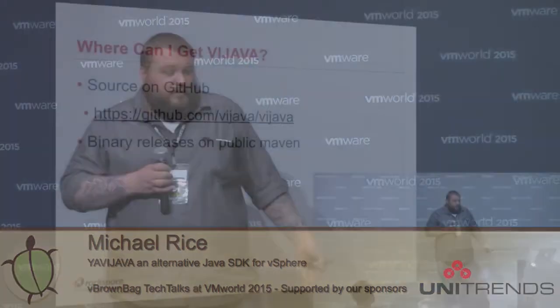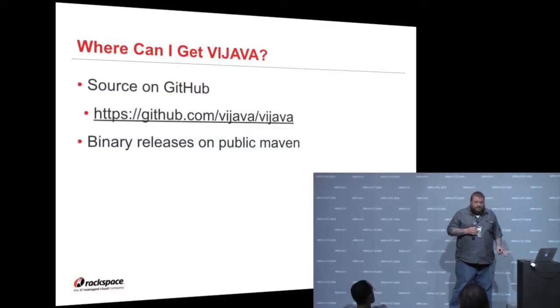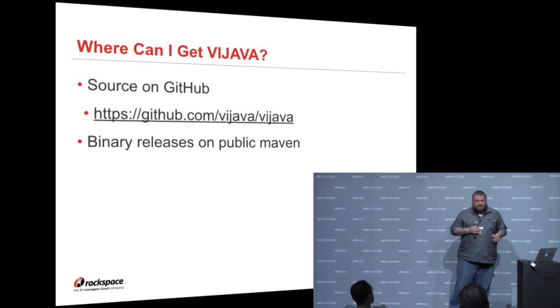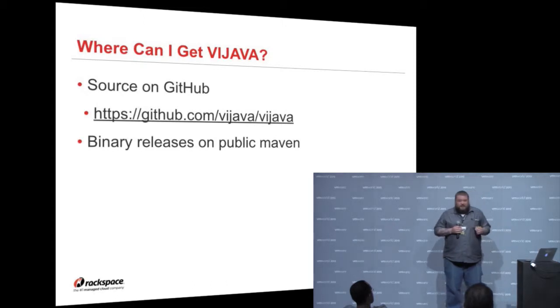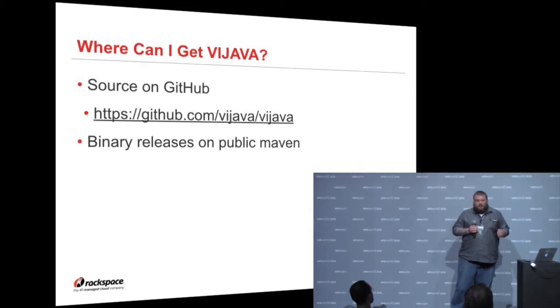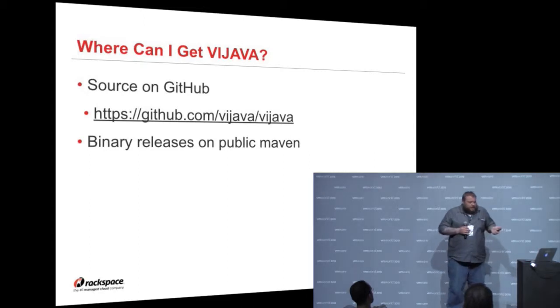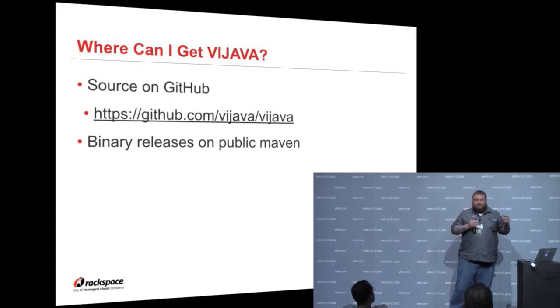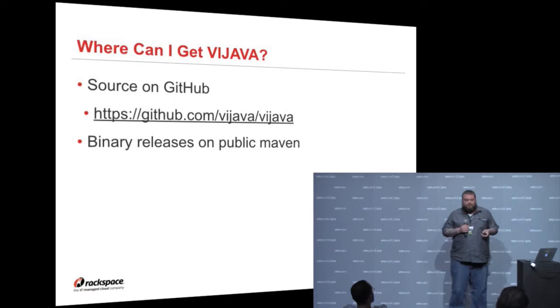So where do you get YAVIJAVA? Well, the source code is stored on github.com at github.com/YAVIJAVA/YAVIJAVA. So it's got a weird URL like that because I've created an organization called YAVIJAVA. And the reason I did that is I've got a lot of sub-projects that the organization owns.